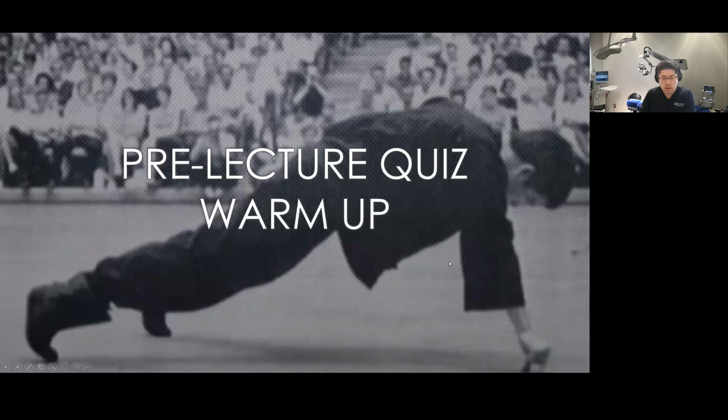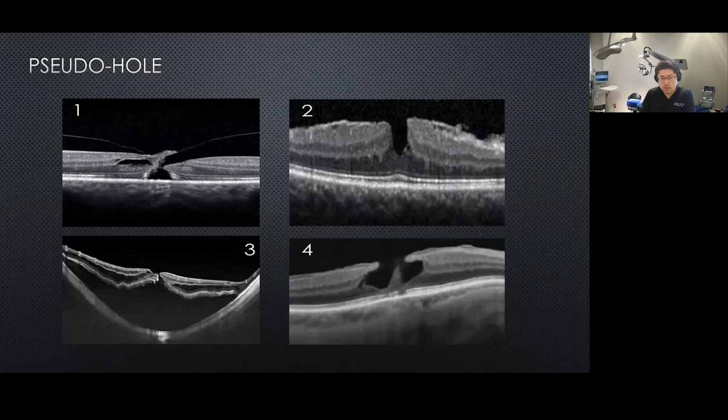So let's go back to our post-lecture quiz and see if you can name all the conditions. So number one, pseudo-hole. Most of you sort of during the pre-lecture quiz already scored quite well. So let's do this again. Which of the following is pseudo-hole?